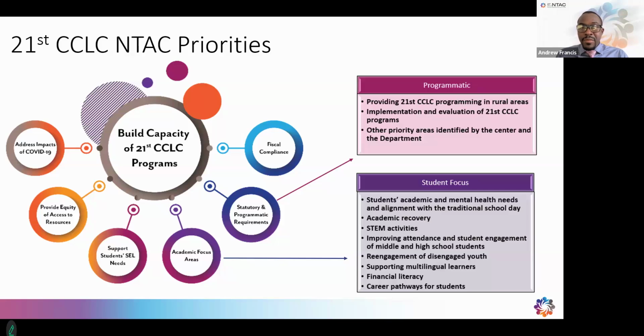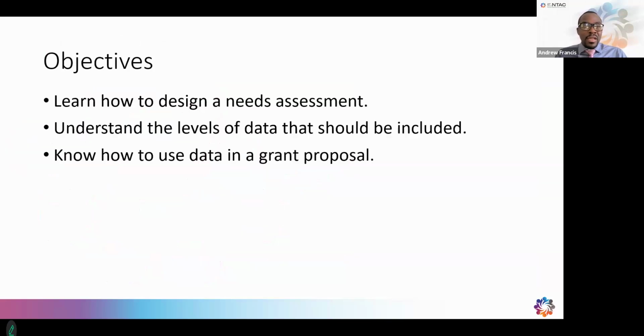So today specifically, we'll be working towards these three objectives. One, we'll look at how to design a needs assessment. We'll explore the levels of data that should be included in that needs assessment, and also talk about how to use that data in a grant proposal.